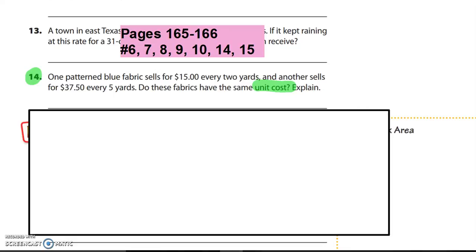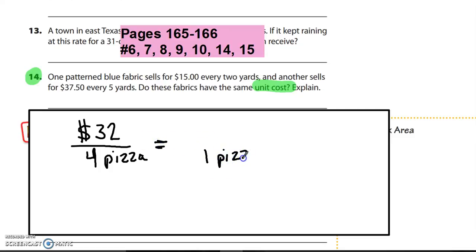Let's pretend that you could buy 4 pizzas for $32. Now that's a rate, but it's not a unit rate, or it's not a unit cost. A unit cost is when you would try to figure out the price for one pizza. So that's what a unit cost is.